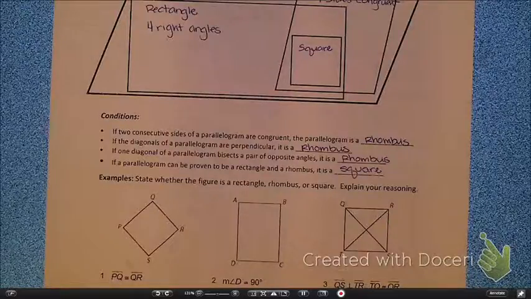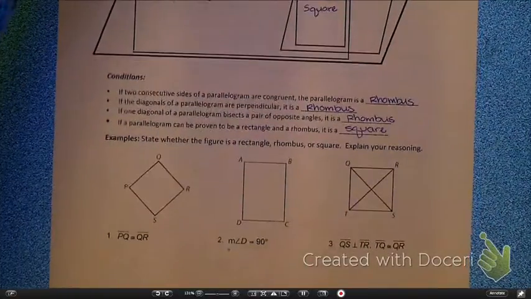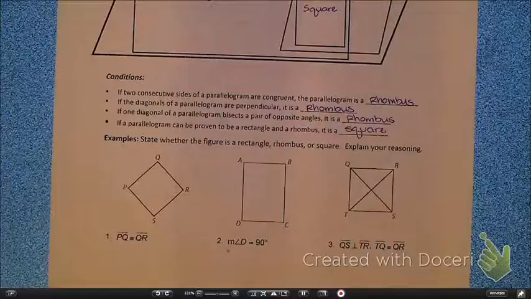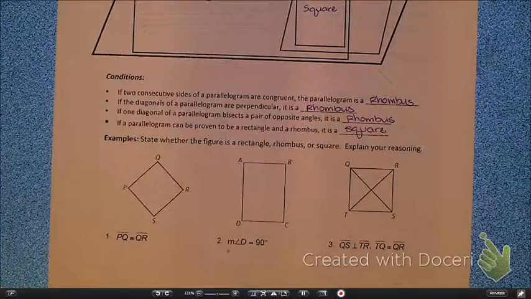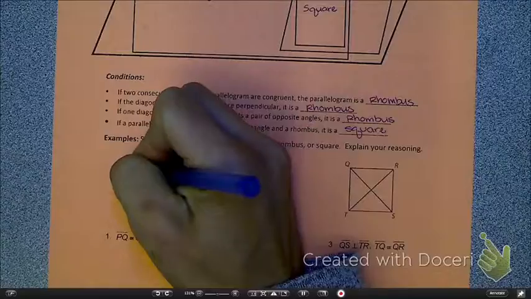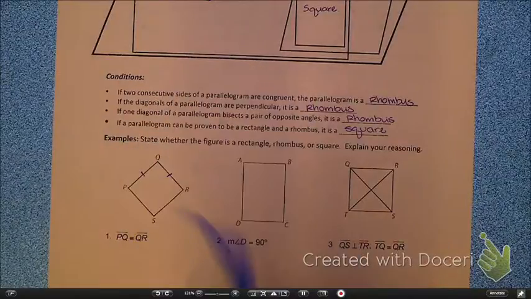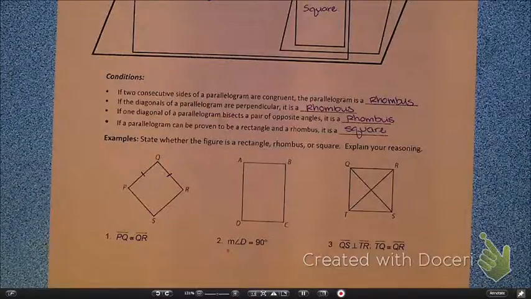All right, so last, we're going to go through and use some of these properties to help us solve some problems about these shapes. Okay, so it says, state whether the figure is a rectangle, rhombus, or square. Explain your reasoning. Okay, so let's take a look at the first example. Example 1. It says PQ is congruent to QR. So PQ is here, it's congruent to QR. Okay. Let's see what we can elaborate on, okay?